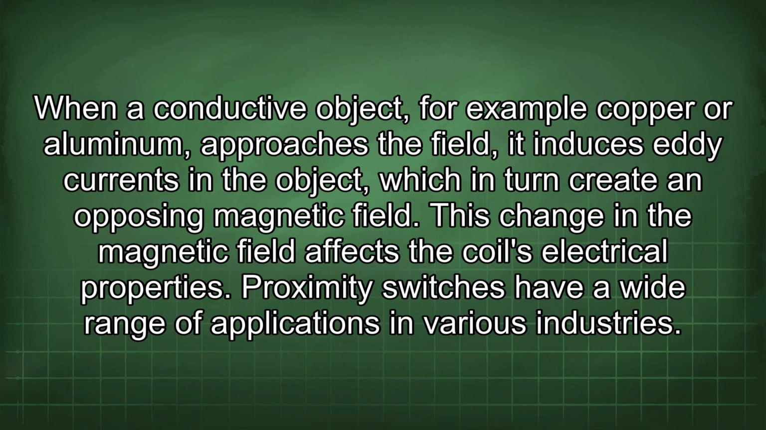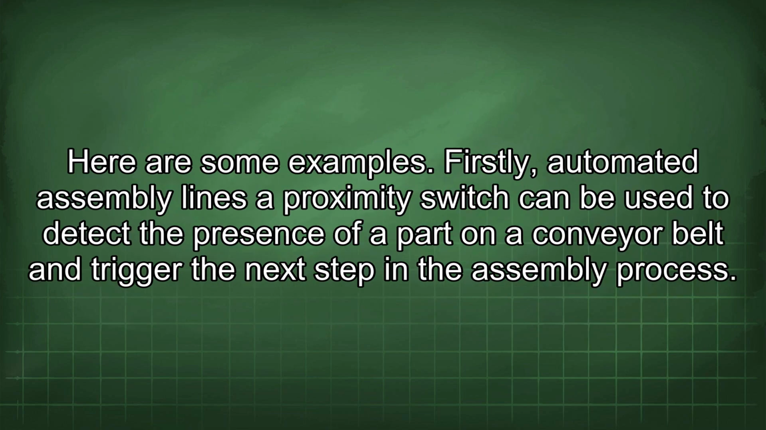Proximity switches have a wide range of applications in various industries. Here are some examples. Firstly, automated assembly lines. A proximity switch can be used to detect the presence of a part on a conveyor belt and trigger the next step in the assembly process.